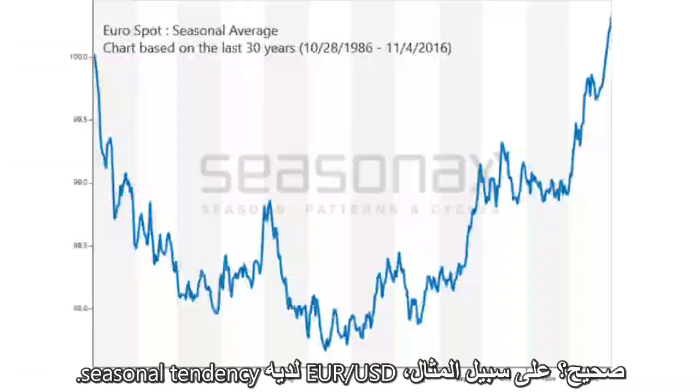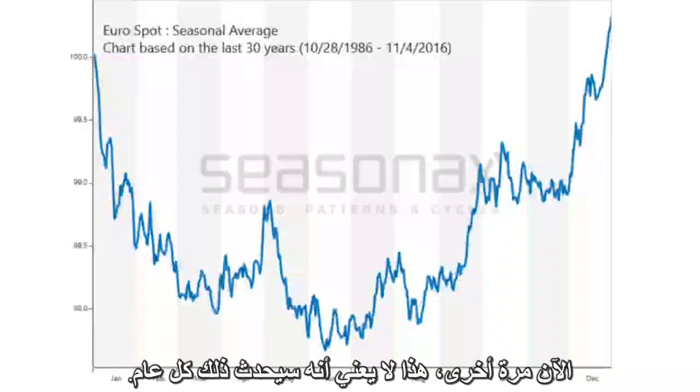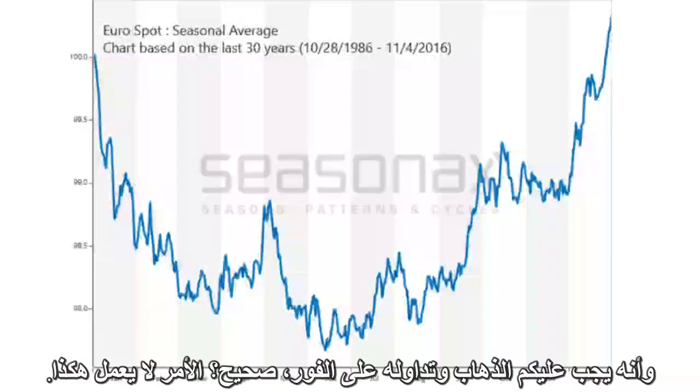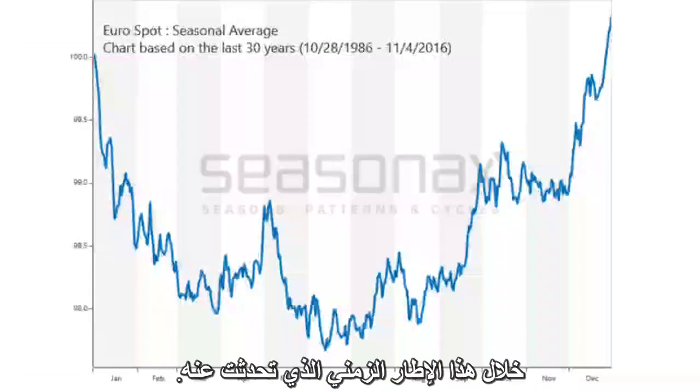For example, EUR/USD has a seasonal or periodic tendency to form bearish price action from January to March, right? Now again, it doesn't mean that it's going to do that every single year and that you should go and trade it right away. It doesn't work like that. But what it does show is that more often than not, EUR/USD forms bearish price action throughout this time frame that I talked about.